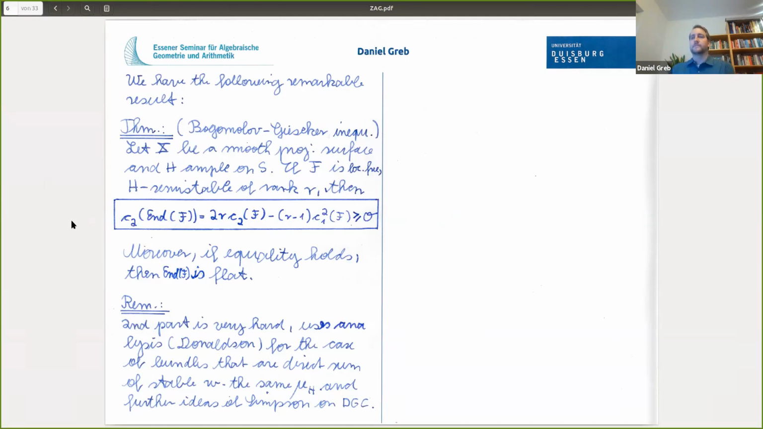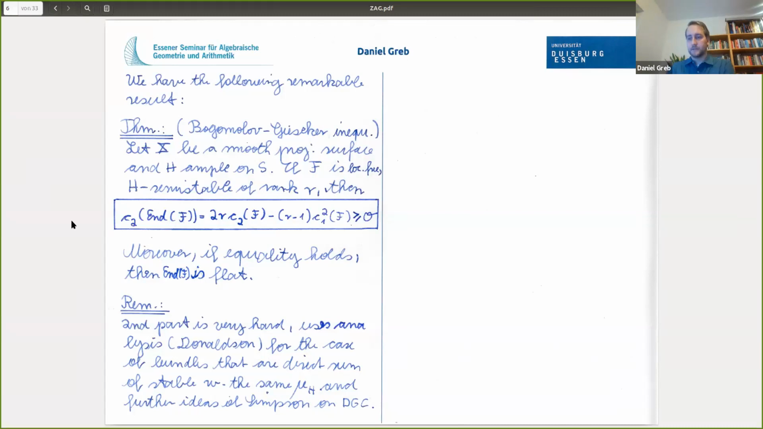And while this inequality can be proven nowadays with rather, I would say, standard algebraic geometric methods, the second line here is much harder. Moreover, if you have equality in this inequality, then the endomorphism bundle of F is flat. Flat means it's given by a representation, not necessarily unitarily flat, but a representation of the fundamental group of your surface S. And this remark, the second part, is hard.